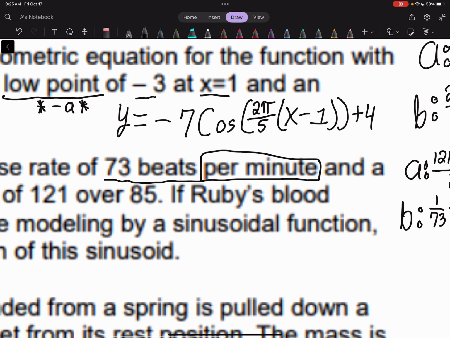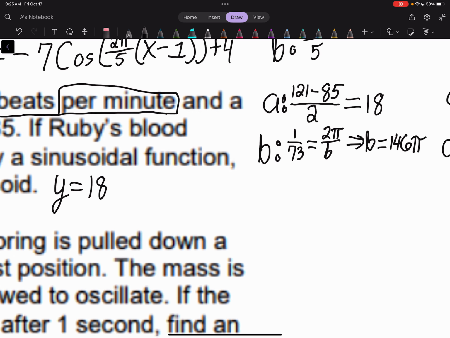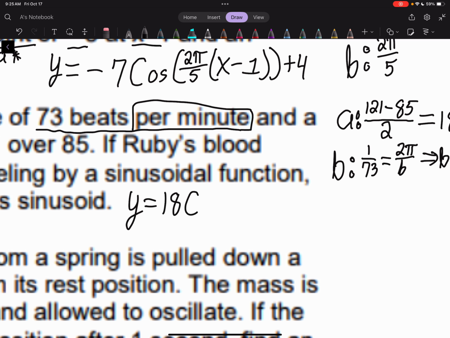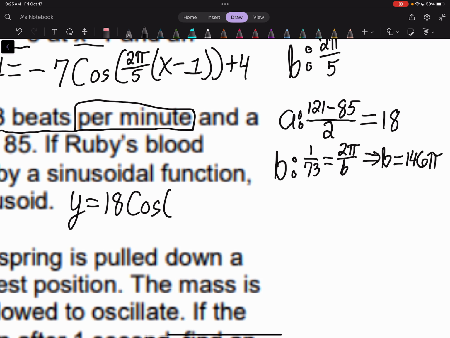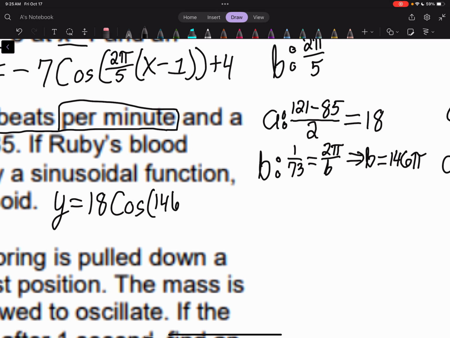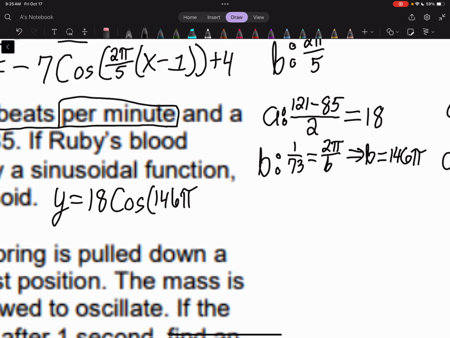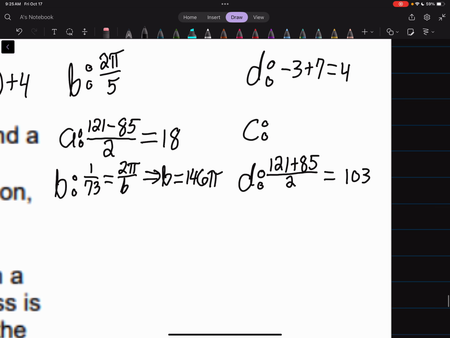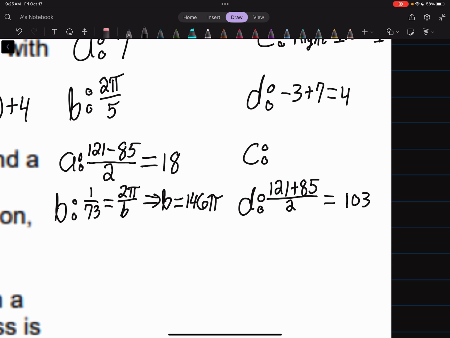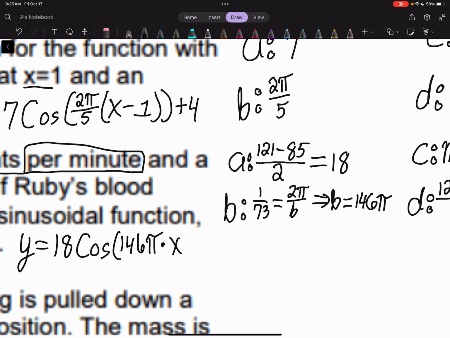It just says find the equation, so we're finished. Y equals 18 cosine of 146 pi. For the C value, it said nothing about a vertical or a horizontal shift. My C is none. There's my equation. I'm finished.